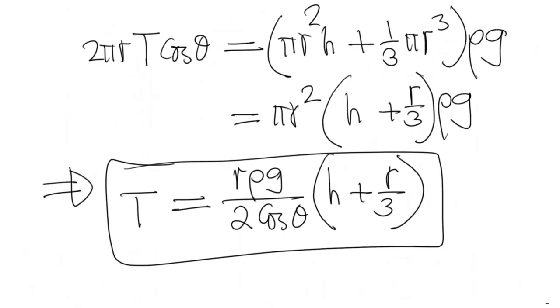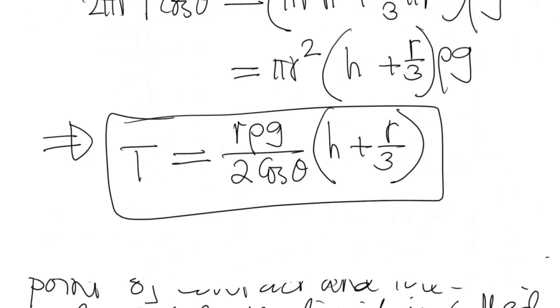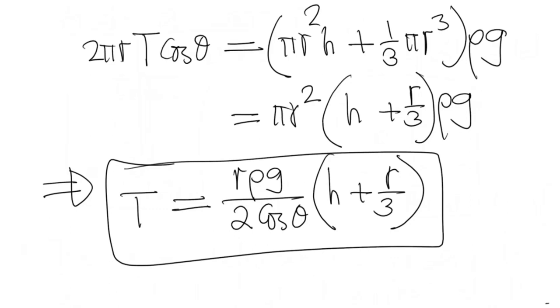For some liquids like water, this θ is very small. In that case, we can substitute cos θ equal to 1, and the expression of T will be further simplified. Some phenomena relating to surface tension: there are many phenomena that can be explained in terms of surface tension of liquid.